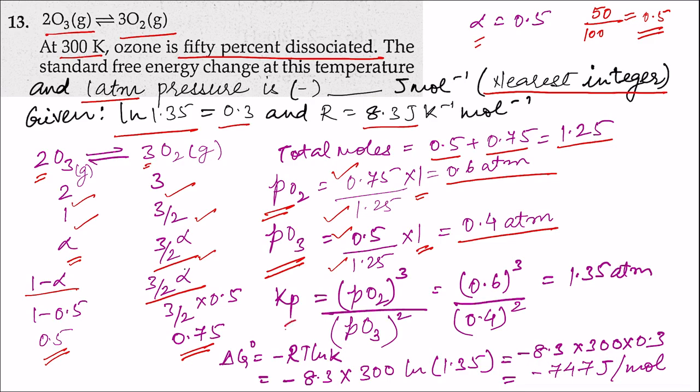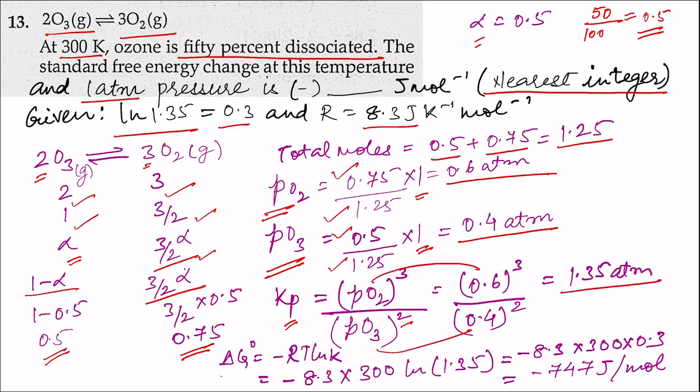Value of Kp will be partial pressure of oxygen raised to the power 3, because 3 is the stoichiometric coefficient of oxygen in the balanced equation, divided by partial pressure of ozone raised to the power 2, as 2 is the stoichiometric coefficient of ozone in the balanced equation. Putting the values of partial pressure of oxygen and partial pressure of ozone and solving, value of Kp is 1.35 atmosphere.